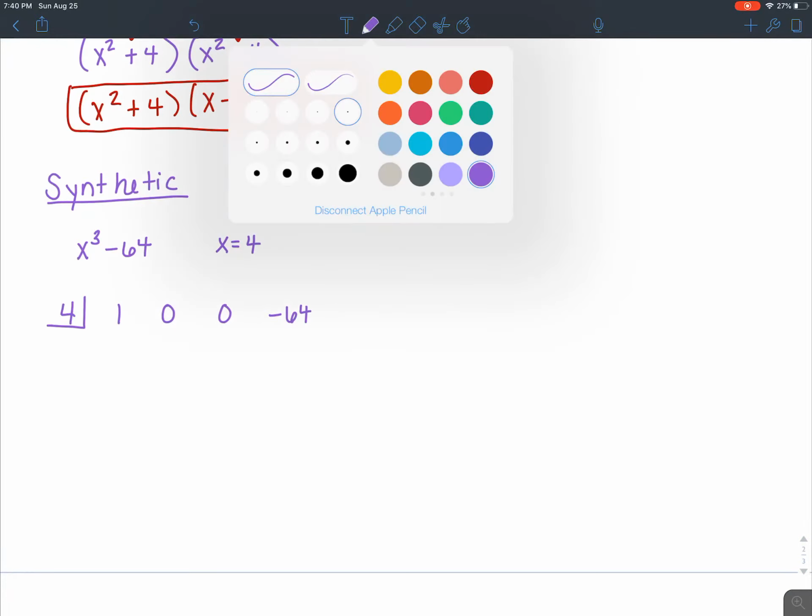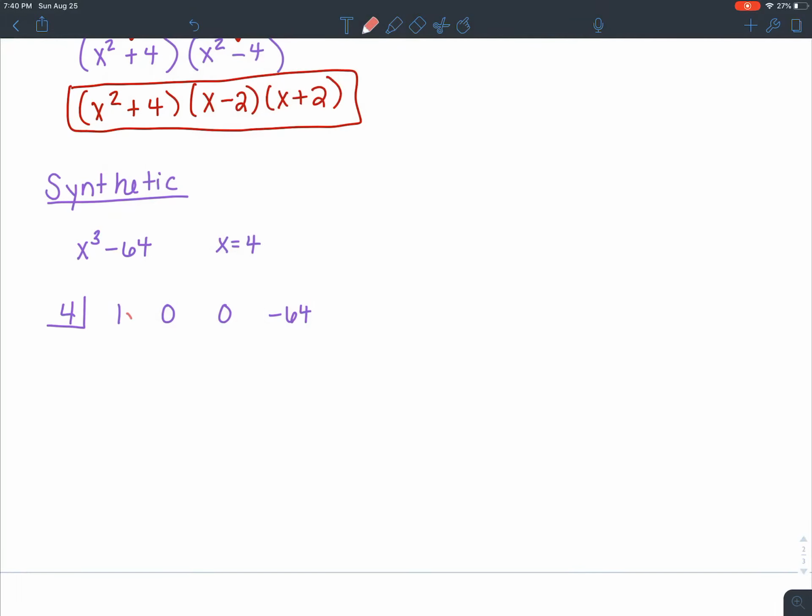It has to go in order, so I'm going to write this and then erase it. This is the leading coefficient of x cubed. This is the leading coefficient of x squared. This is x, and this is my constant. If there wasn't a constant, I would put a 0. Okay, so you have to go in order of the powers, the exponents.